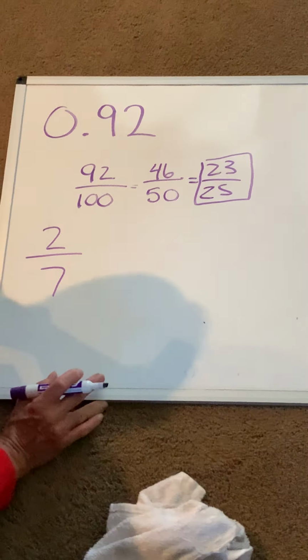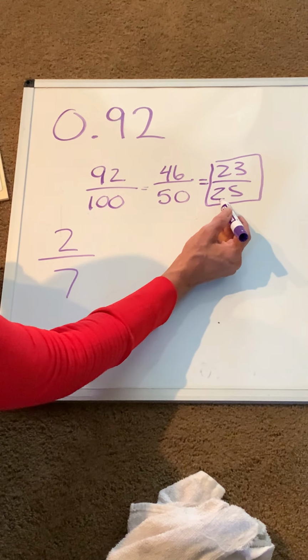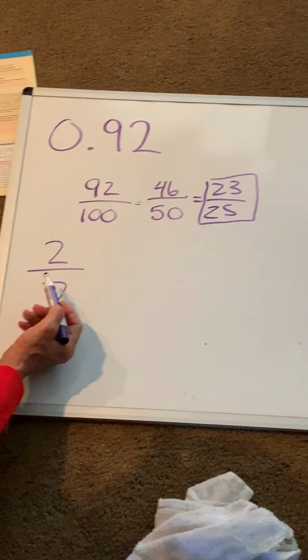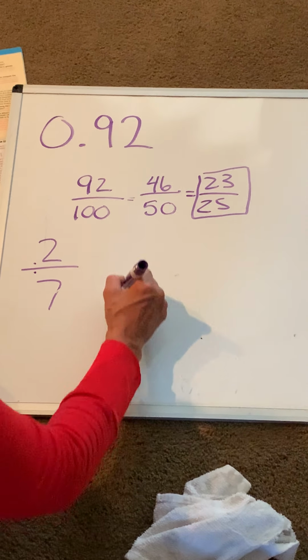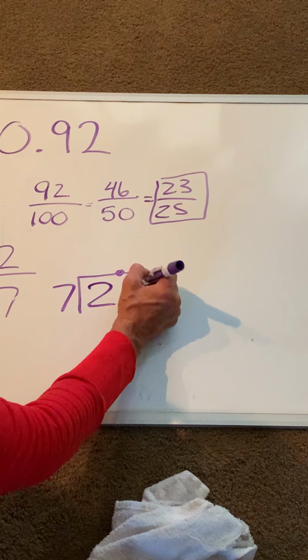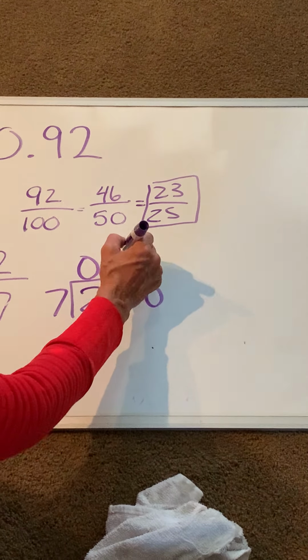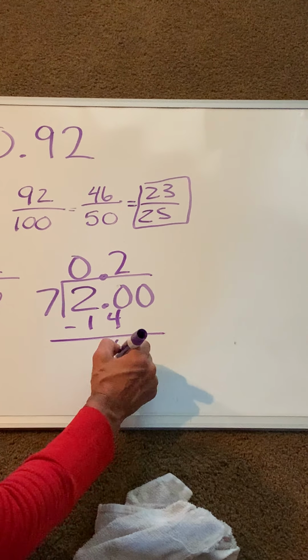We can convert that because now if you have 2 sevenths and 23 25ths, you're going to have to find a common denominator, and that's going to take you a long time. So what I would do is take your 2 sevenths, and remember that says 2 divided by 7. So 2 divided by 7. I'm going to put my decimal point and add some zeros. 7 does not go into 2. It goes into 20 2 times for 14. You're going to subtract and get 6.